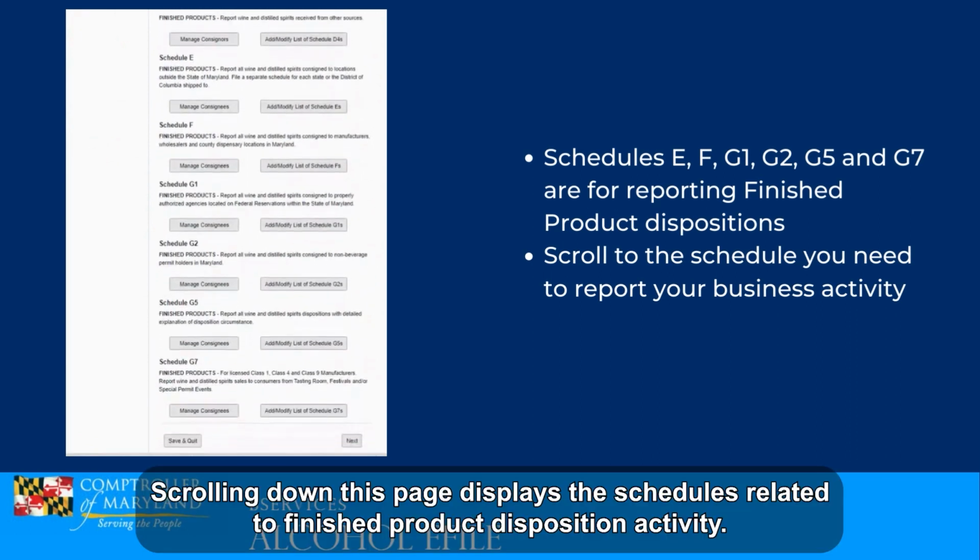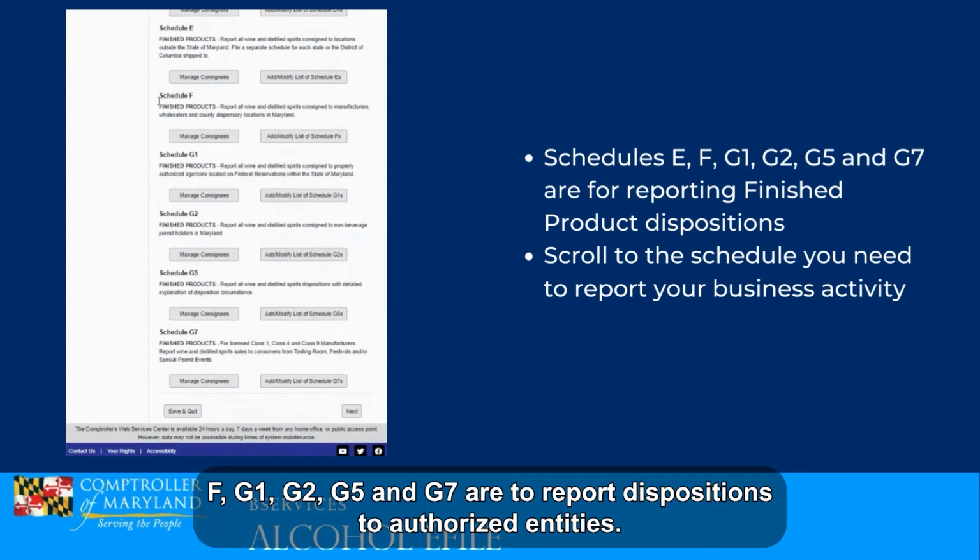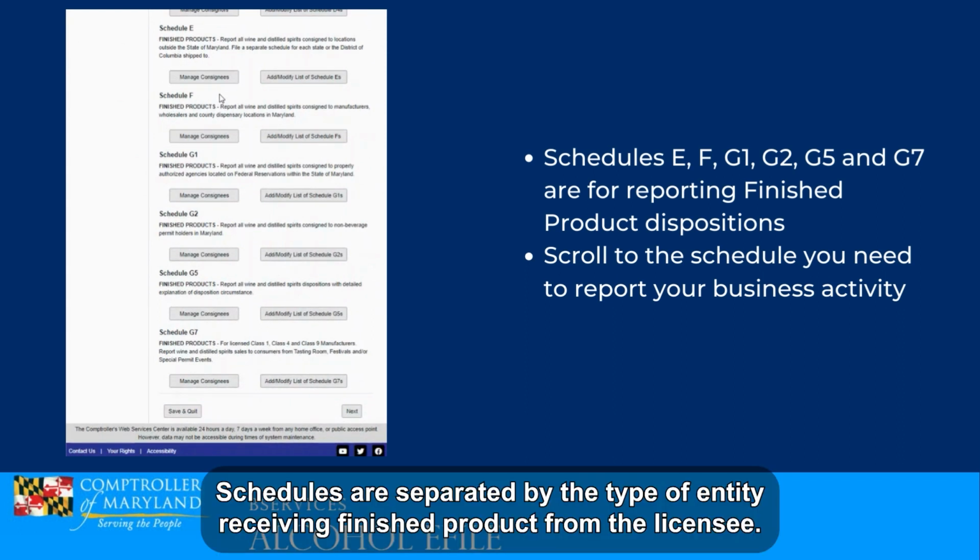Scrolling down this page displays the schedules related to finished product disposition activity. Schedules E, F, G1, G2, G5 and G7 are to report dispositions to authorized entities. Schedules are separated by the type of entity receiving finished product from the licensee.